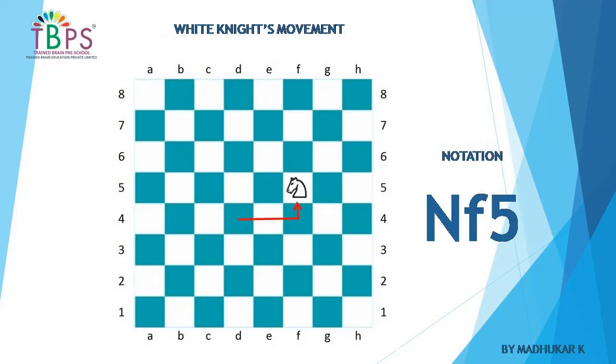The knight which is placed in D4 can be moved to F5. That is 2 moves horizontally towards right and 1 move vertically forward. So we have to write the notation NF5 for this move. Another move for ND4 is NE6. That is, this knight can move 2 steps vertically forward and 1 step horizontally towards right.